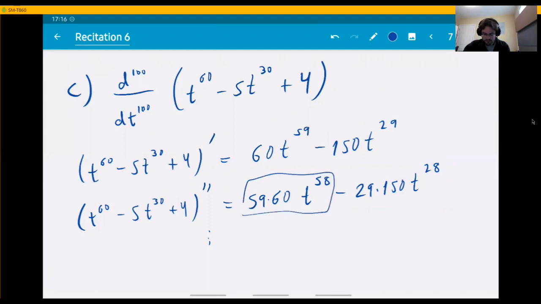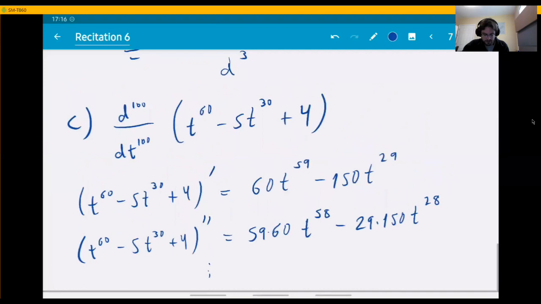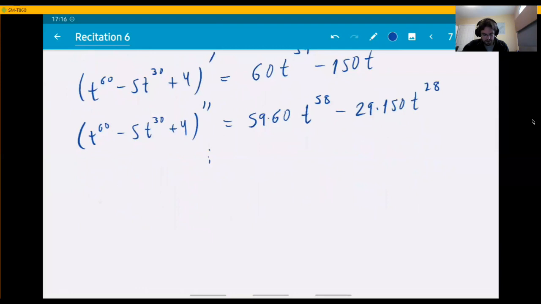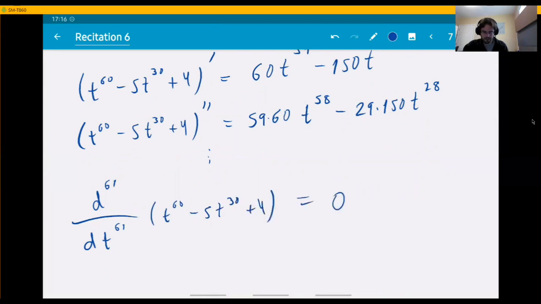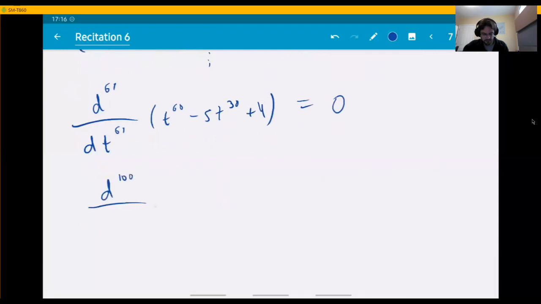So that's going to happen to that term. So only the first term will survive. But the same idea applies to that. If you differentiate this first term 61 times, it goes away. It becomes 0. And we do have enough derivatives here. We have 100. So really, I'm going to write it this way. Differentiating 61 times gives you 0. And then after that, it doesn't matter how many more times you do that. If you go up to 100, you're just differentiating 0 again and again and again. That is a 0.